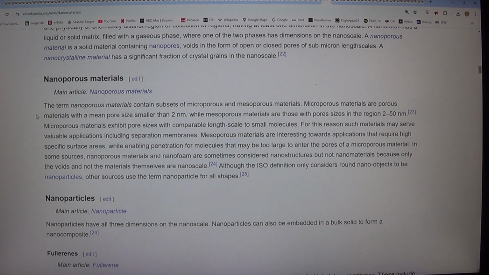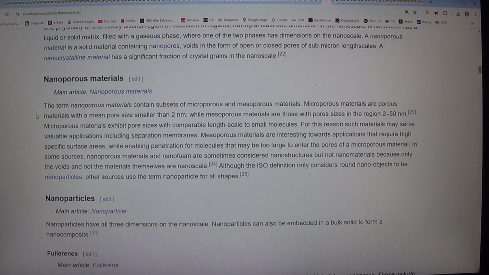In some sources, nanoporous materials and nanofoam are sometimes considered nanostructures but not nanomaterials because only the voids and not the materials themselves are nanoscale. Although the ISO definition only considers round nano-objects to be nanoparticles, other sources use the term nanoparticle for all shapes.